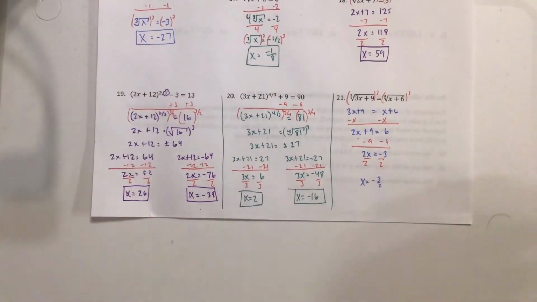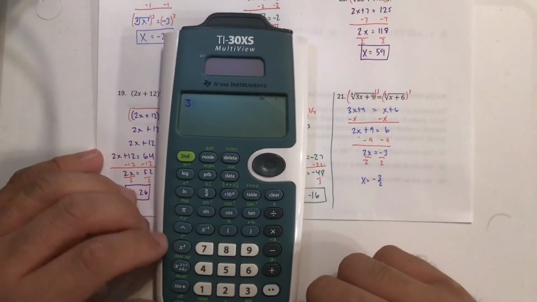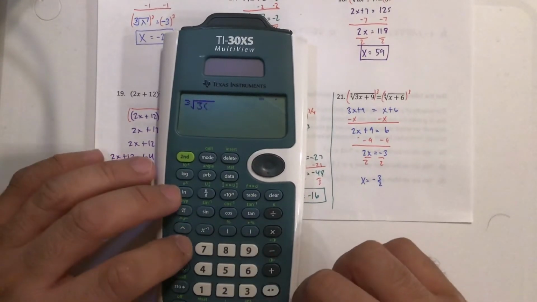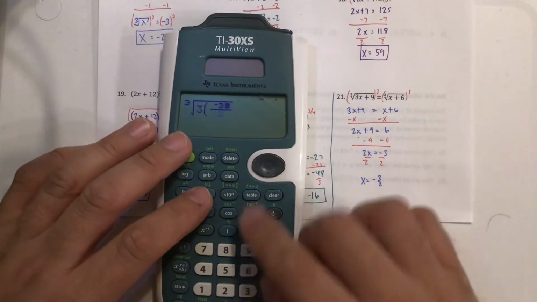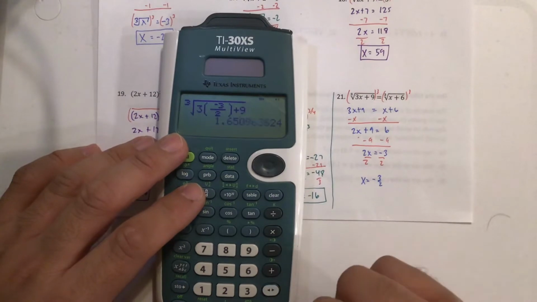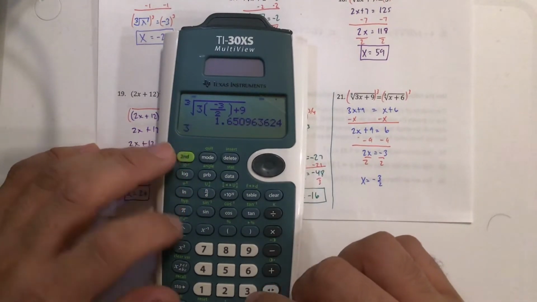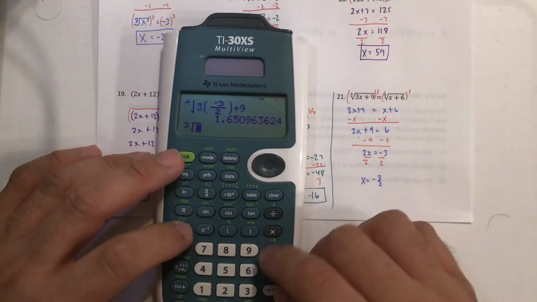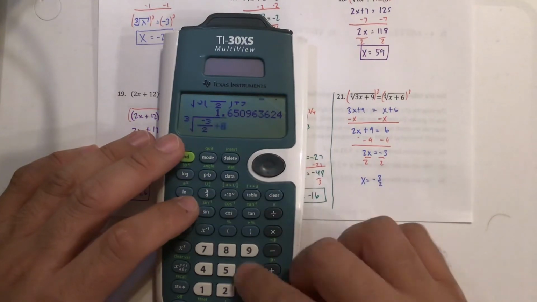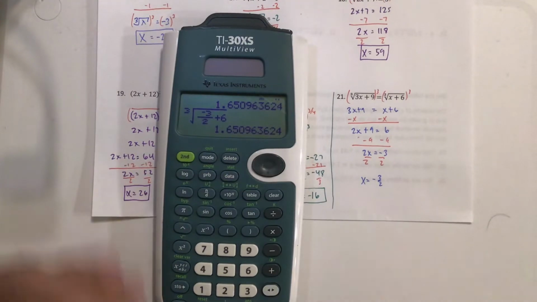And let's verify that this does work. So we have the cube root of 3 times negative 3/2, close parentheses, plus 9. That's what we get. And let's verify the other side. So the cube root of negative 3/2 plus 6. And that also gives us the same answer. So this answer does check out to be correct.